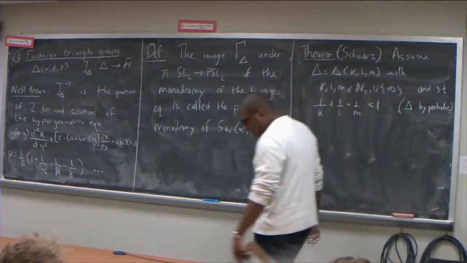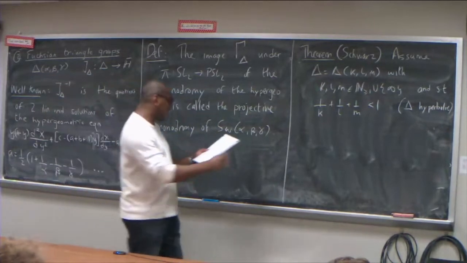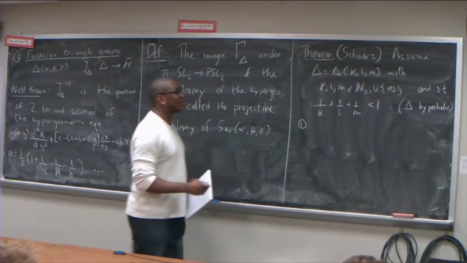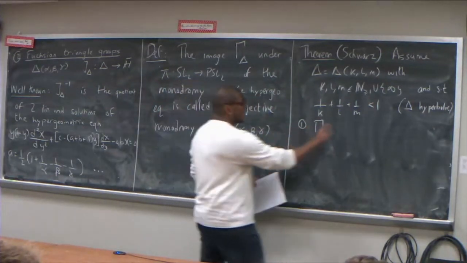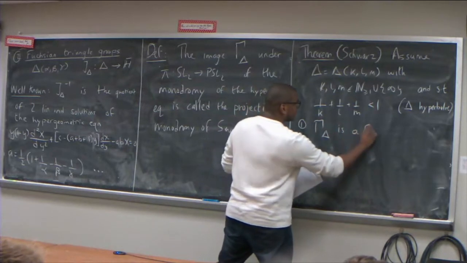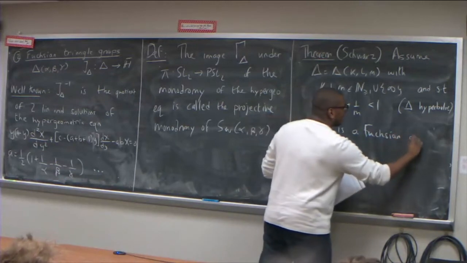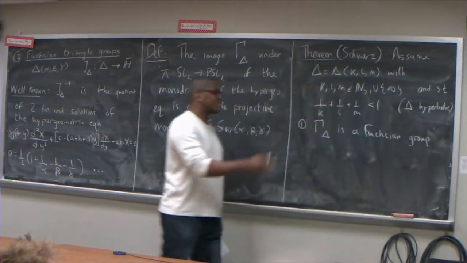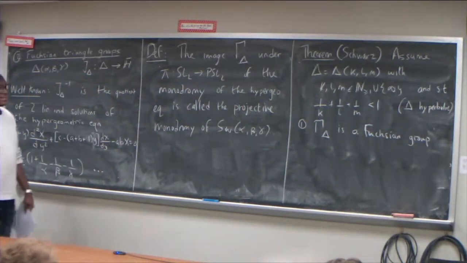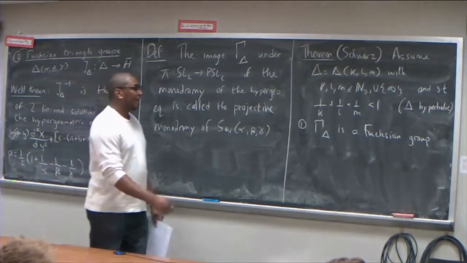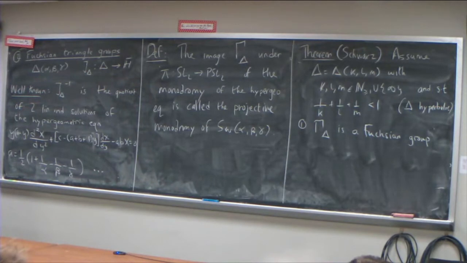So these are what we call hyperbolic triangles. And in the case of a hyperbolic triangle, something much stronger can be proven: the projective monodromy group is a Fuchsian group of the first kind and genus 0. A Fuchsian group is a discrete subgroup of PSL(2,R). And in particular, that's a group that is Zariski dense in PSL(2,C).